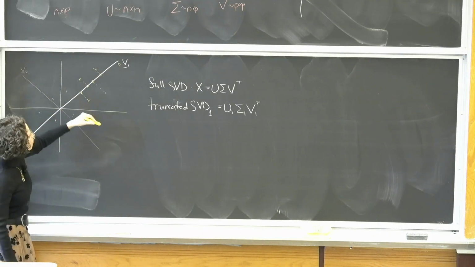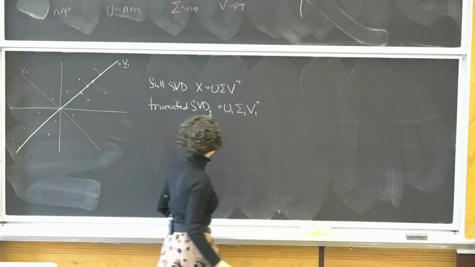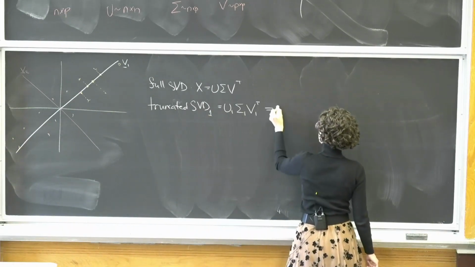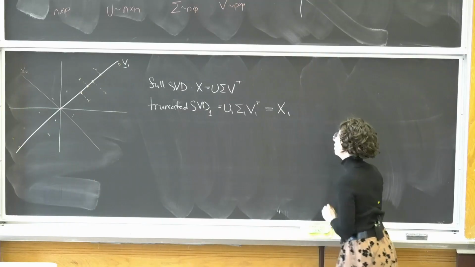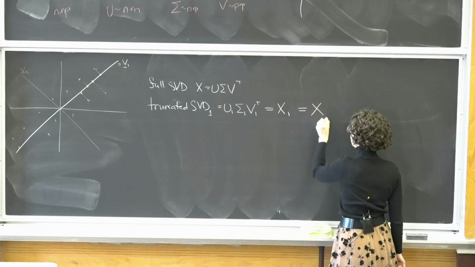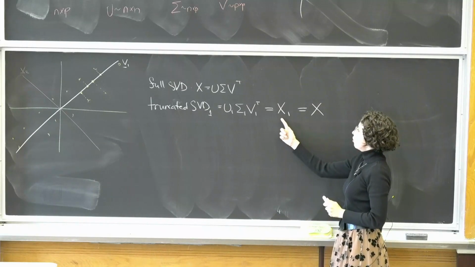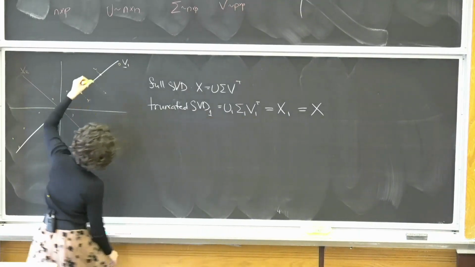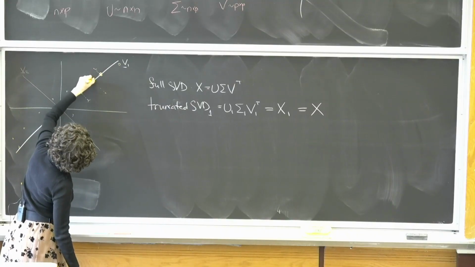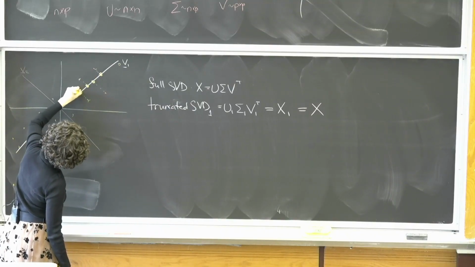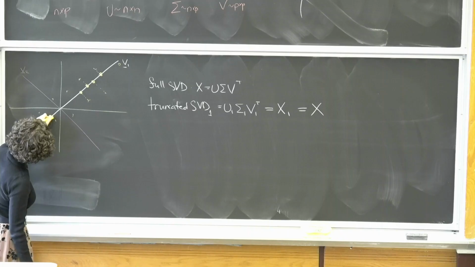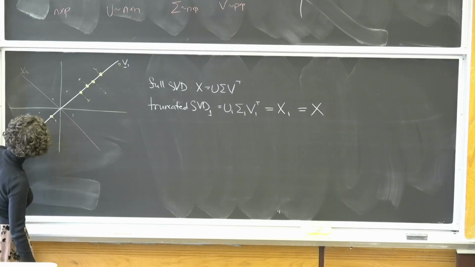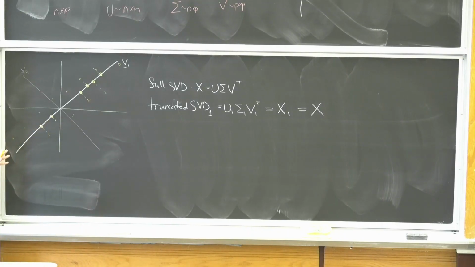And so if we look at this product, U1 sigma 1 V1 transpose, we've been calling this X1, which is not equal to X. So now if we think about the rows of X1, those correspond now to these points that all lie in the V1 subspace. So we've only kept their projections onto that subspace, and we've lost any information about where they are off that subspace.